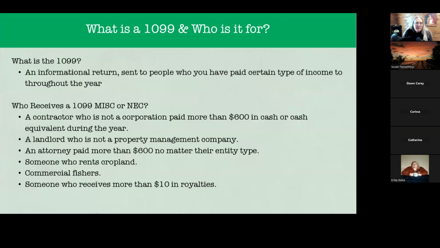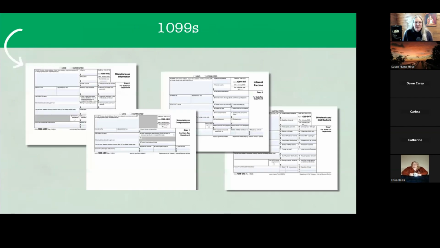The only attorney payments that go on a 1099 miscellaneous are for settlements. And I know that part had me confused a little bit when I first started doing 1099s. I used to put any attorney fee in the attorney settlement box. And then I discovered when I was reading instructions for probably the 5th year in a row that I'd been doing it wrong. And so cropland rent, commercial fishers, and $10 in royalties go on the 1099 miscellaneous.